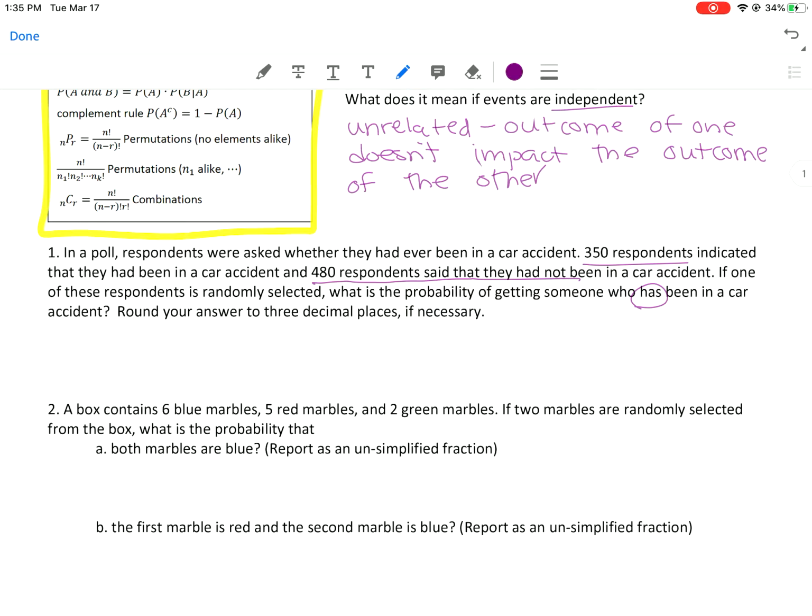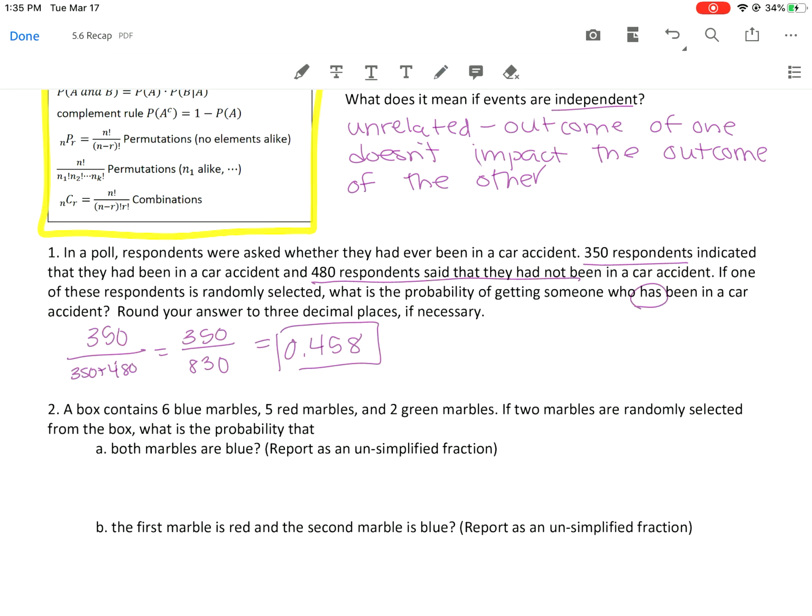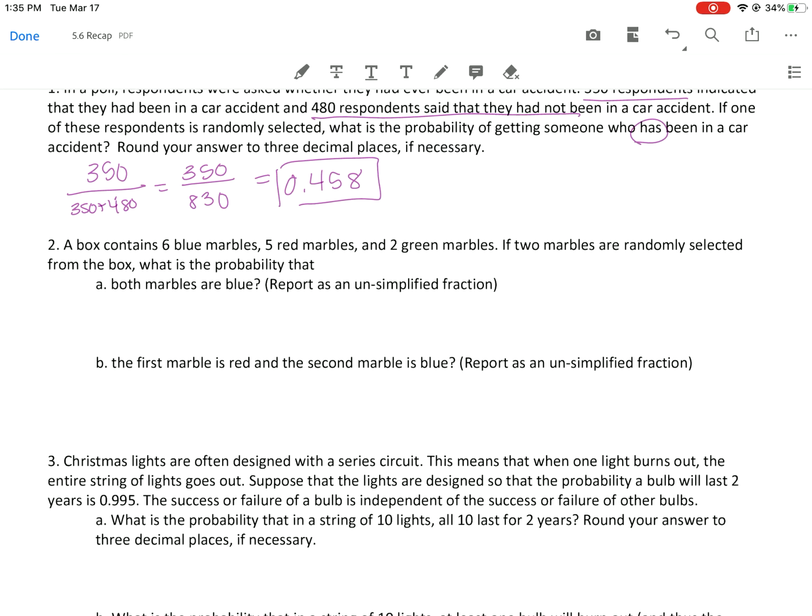accident? So out of here, we've got 350 that said that they were, and the thing you've got to figure out is the total people we're talking about. So if we add the 350 plus the 450, we end up with a total. Still, the 350 is the people who have been in a car accident out of a total of 800. Then, since it asks for a decimal, we simply divide those, and we end up with 0.4375. It says round to 2 decimal places. So since the number after the 7 is higher than 5, we round up to an 8. Okay, that was pretty straightforward, and I think you probably just got that pretty naturally.